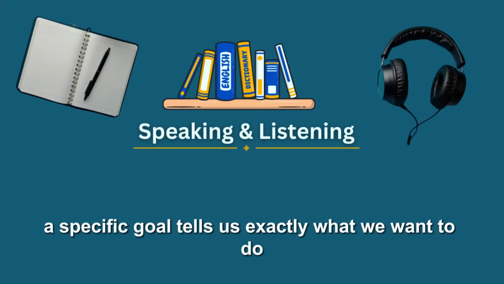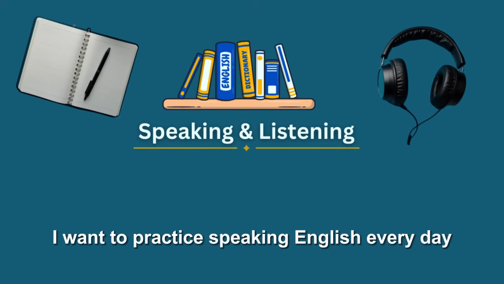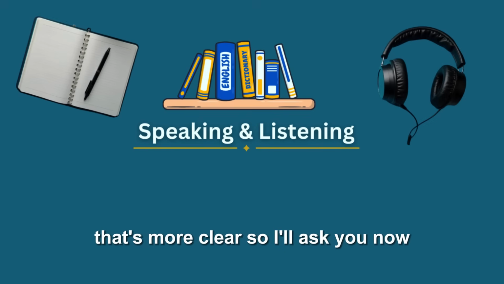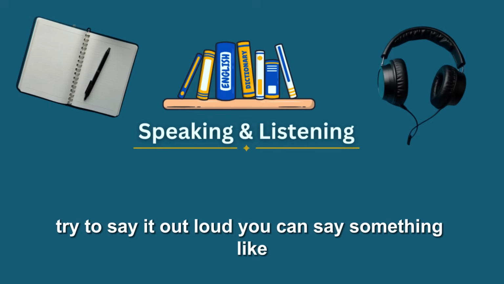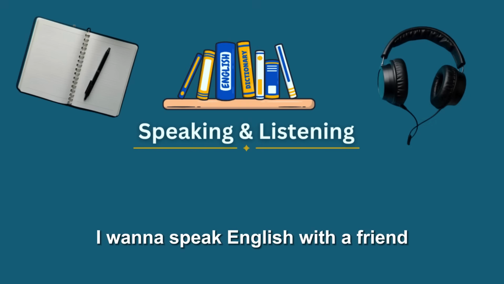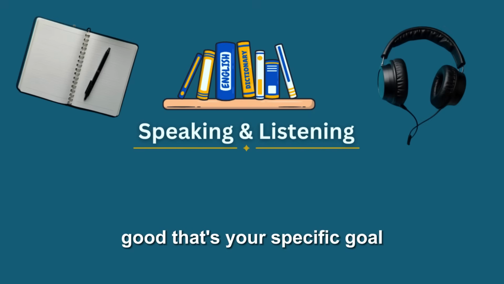Remember, a specific goal tells us exactly what we want to do. So instead of saying, I want to improve English, you can say, I want to practice speaking English every day. That's more clear. So, I'll ask you now, what exactly do you want to do in English? Try to say it out loud. You can say something like, I want to speak English with a friend, or I want to learn new words every day. Good. That's your specific goal.